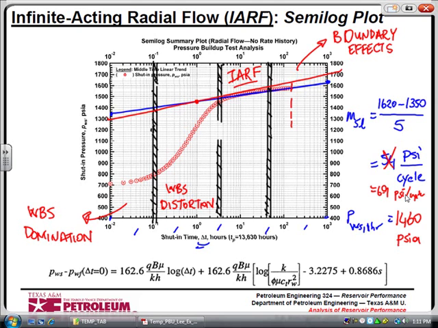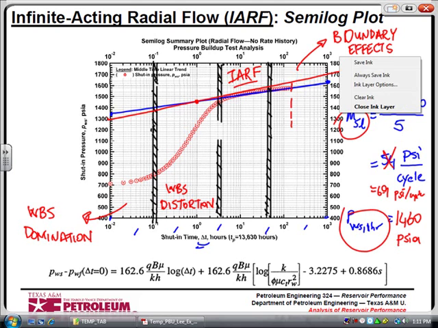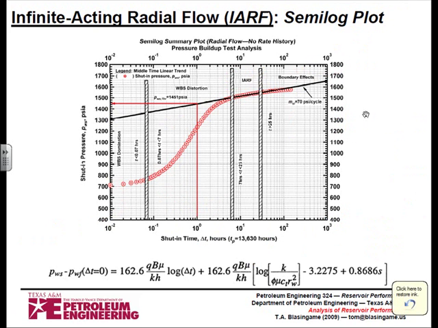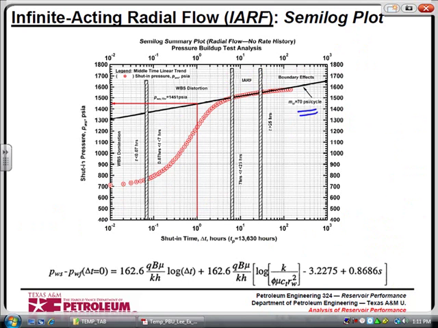Okay. So we found our slope and we found our intercept, and then we are going to use these values in this equation and then find the permeability and the skin factor. Okay, so this is the key, and you see the slope is 70 psi per cycle.